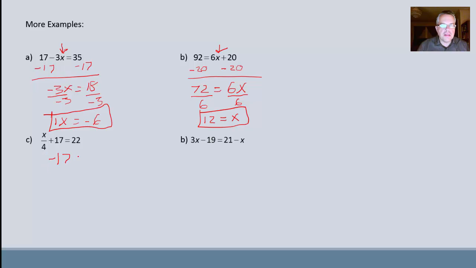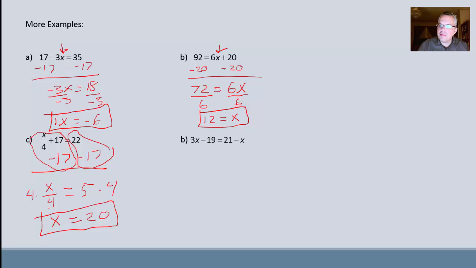So we're going to subtract 17 from the left and from the right. On the left side, that just gives me x over 4. And on the right side, equals 5. Okay, better. We almost have x all by itself. So how do I undo dividing by 4? I'm going to multiply by 4. If I multiply both sides by 4, on the left, that's 4 times 1/4, which is just 1. And on the right side, that's equal to 20.